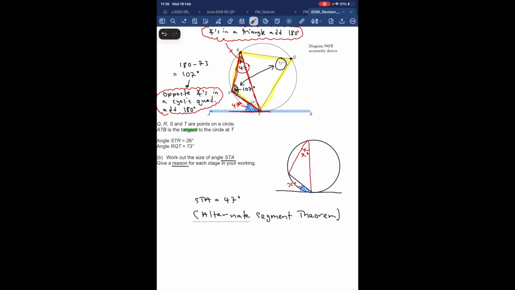But with the questions with geometry, don't focus on what they're asking you to calculate. Start by working out the 107 degrees first, then work out the 47 degrees, which was basically angles in a triangle. Eventually, you will get to the angle you want to actually calculate.